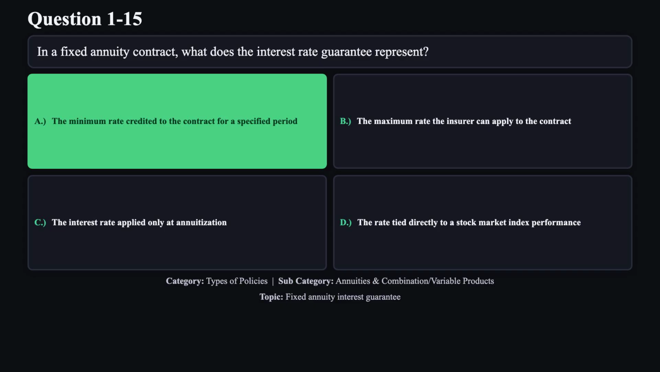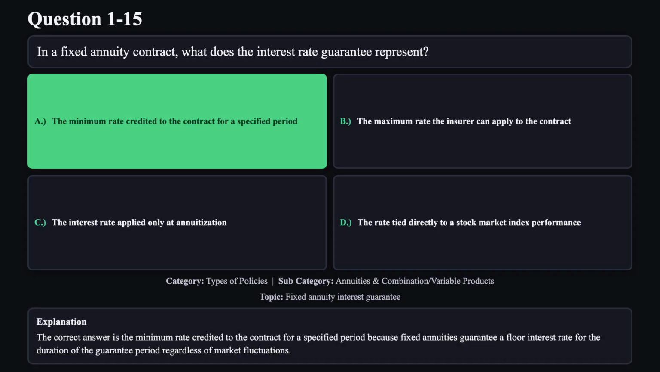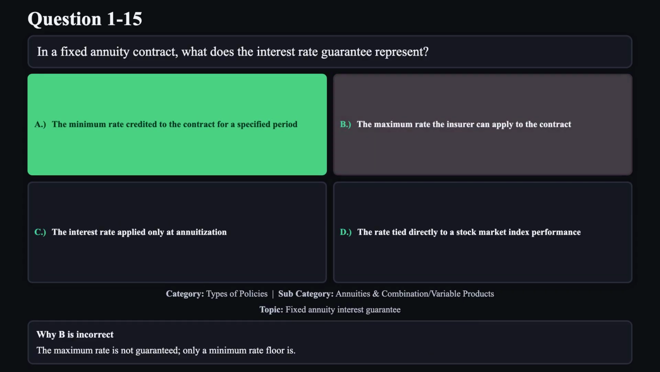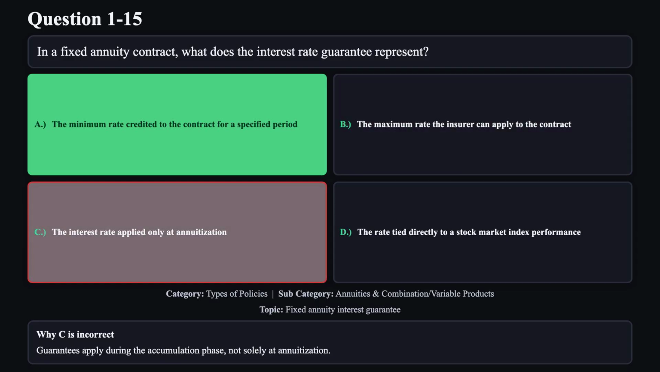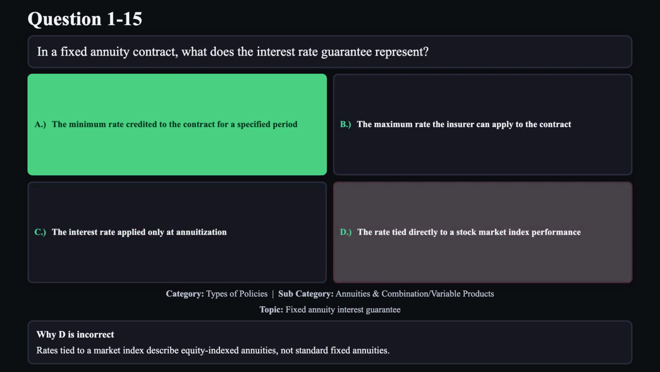The correct answer is A. The correct answer is the minimum rate credited to the contract for a specified period, because fixed annuities guarantee a floor interest rate for the duration of the guarantee period, regardless of market fluctuations. Reason B is not correct. The maximum rate is not guaranteed, only a minimum rate floor is. Reason C is not correct. Guarantees apply during the accumulation phase, not solely at annuitization. Reason D is not correct. Rates tied to a market index describe equity-indexed annuities, not standard fixed annuities.